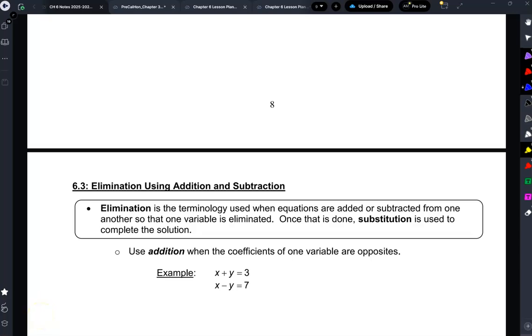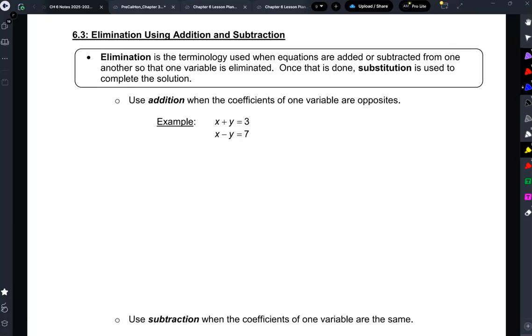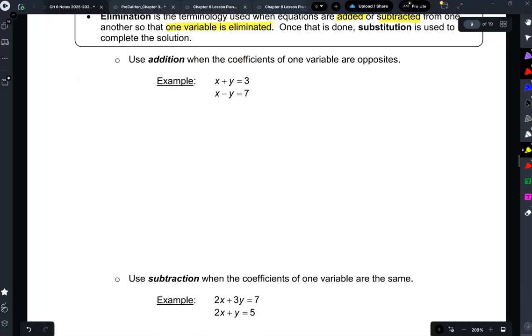Elimination is what we say when we basically add or subtract one equation from the other and we eliminate one variable. After we do elimination, there is still one step of substitution that we still have to do. Okay? All right, so take a look at this one. Why does this make this a good candidate for elimination?